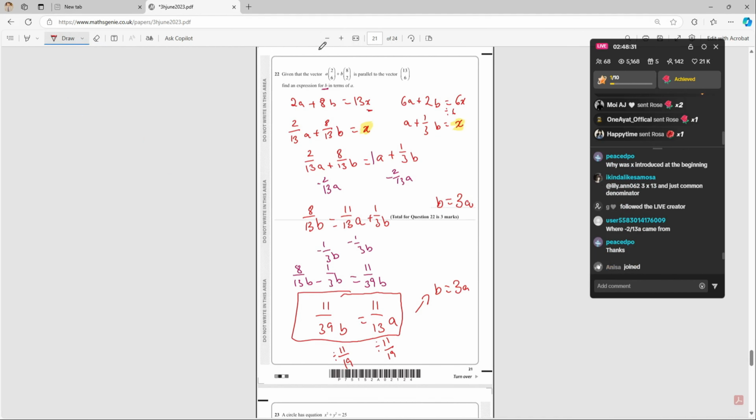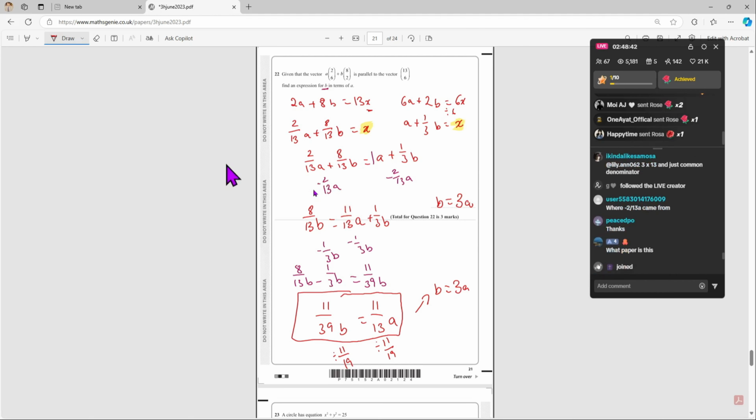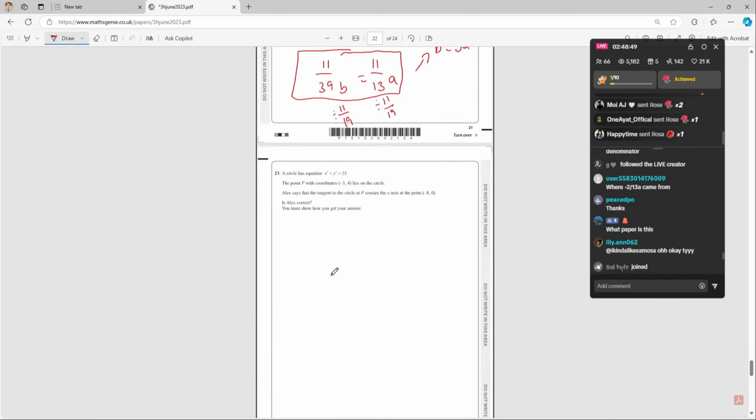So where did 2 over 13a come from? You're subtracting 2 over 13a from both sides because you wanted to get rid of this a. You wanted to get rid of this a, okay? So you subtract from both sides. So let's move on to our next question.